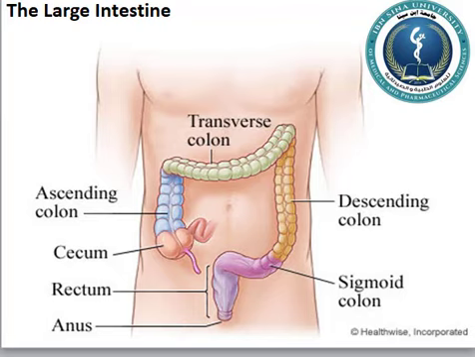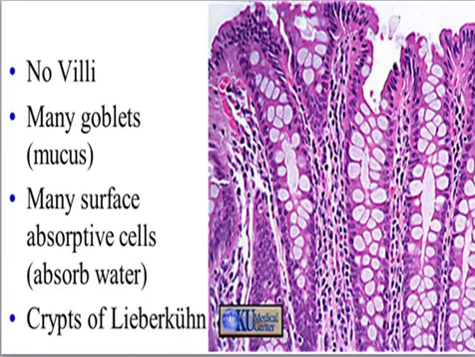Also, inside the large intestine there is a large number of bacteria, which is the normal flora. It is bacteria, but it's not pathogenic bacteria. This normal flora has a very important function in the digestion and secretion of other nutrients, and is also important in production of vitamins. This is the mucosa of the large intestine. There are no villi, many goblet cells, which are mucus secreting cells, and many surface absorptive cells, which absorb water, and this is the crypt of Lieberkühn.